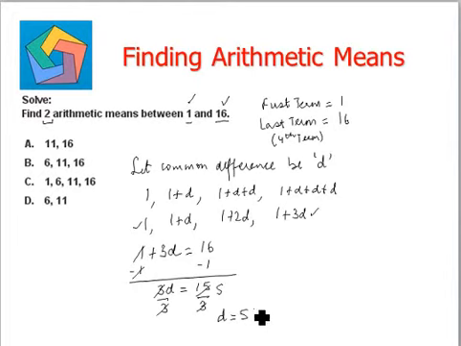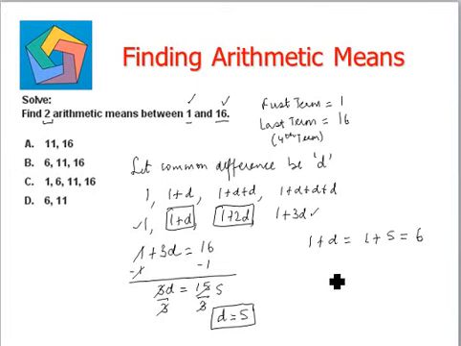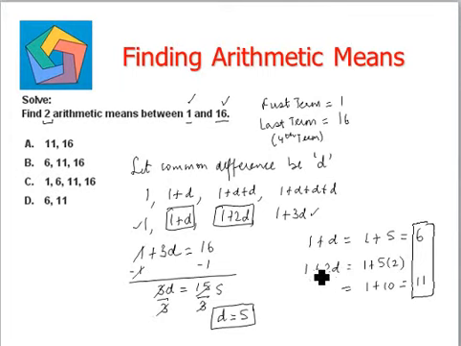Now we'll use this value of D equals 5 to find out the second and the third term, that is the two arithmetic means between 1 and 16. So the first arithmetic mean is 1 plus D, which is 1 plus 5 equals 6, while the next one is 1 plus 2D equals 1 plus 5 times 2, which is 1 plus 10 equals 11. So the two arithmetic means between 1 and 16 are 6 and 11. This can be seen in option D.